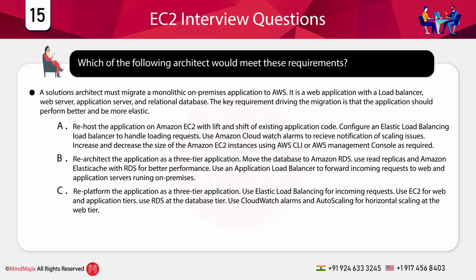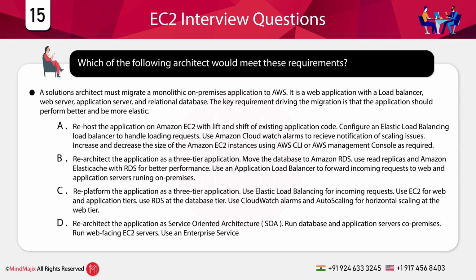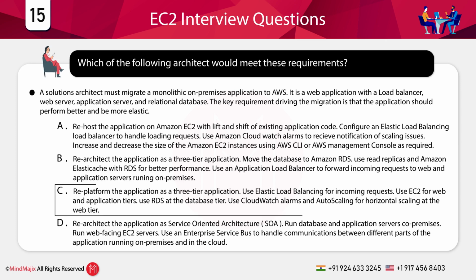Let's read option D. Re-architecting the framework as a service-oriented architecture. What is service-oriented architecture? We have discussed this in earlier videos. You can just go through it: service-oriented architecture, web tier architecture, two-tier application, three-tier architecture and all. Run database and application on servers on-premise. It's eliminated. We don't want to run anything on-premise. So here the answer is C.